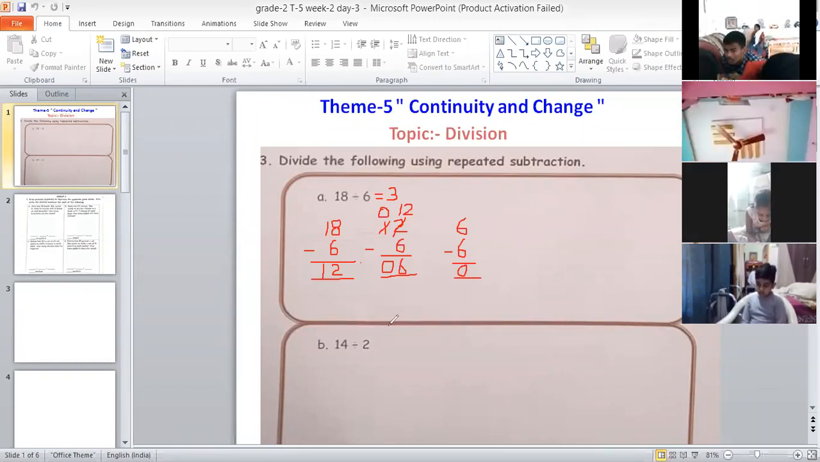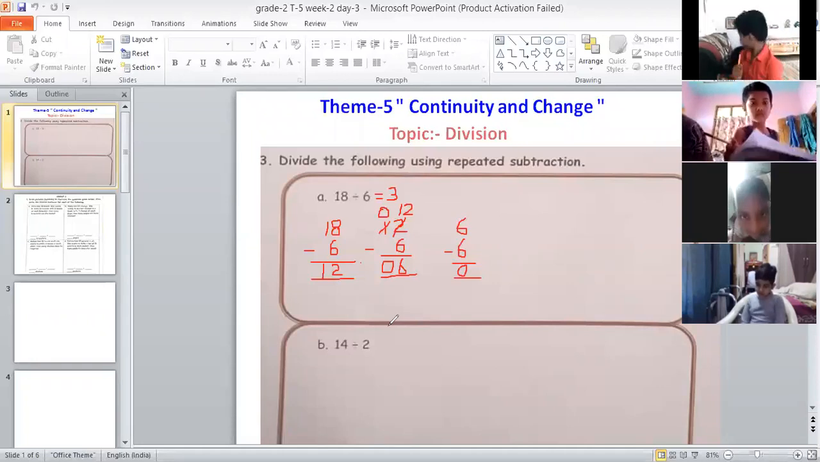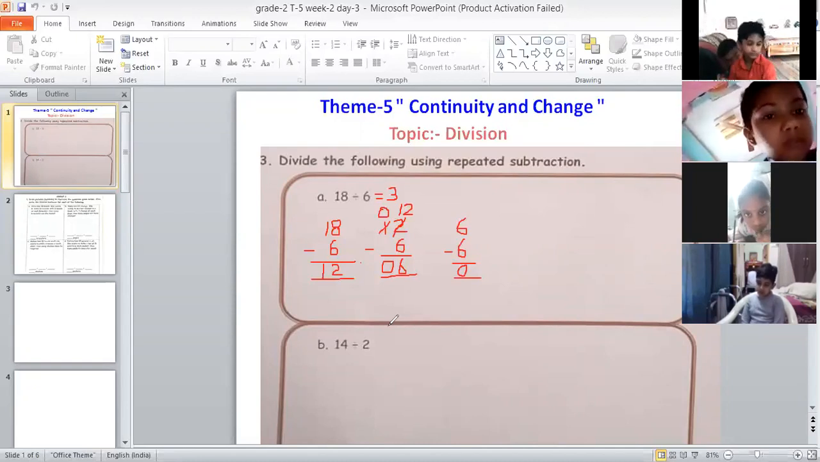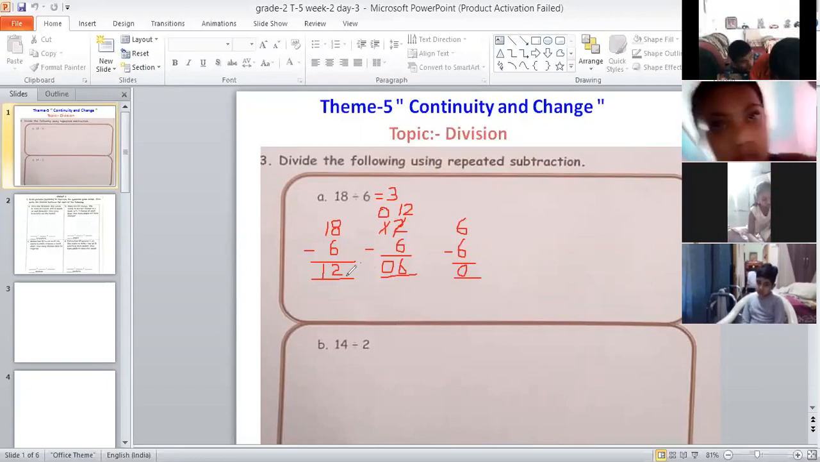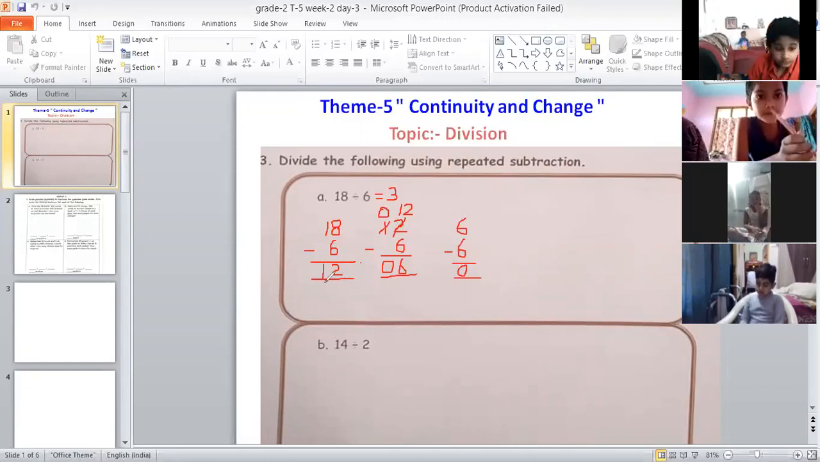Yes, children, now look at your screen. Question was 18 divided by 6. We need to divide 18 by 6. All right. So what I said that whatever is the number after division symbol, you will subtract that number. So after division symbol, number was 6. So we will be subtracting this 6 from 18. Tanishka, now listen carefully. Okay. So first we have subtracted this 6 from 18. We got answer as 12. Now, whatever answer we will get, we will write that answer. So answer was 12. So we wrote here 12 minus 6.